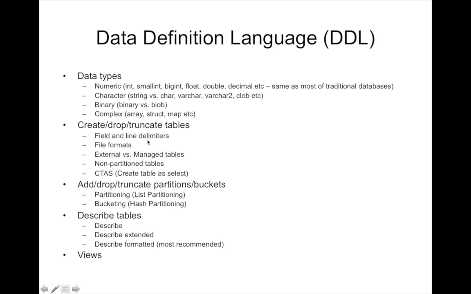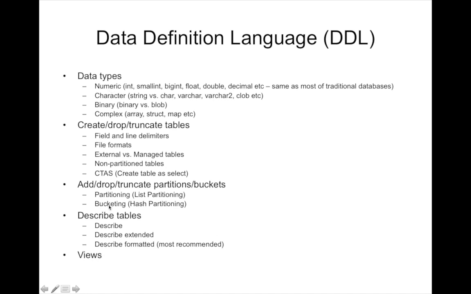Similarly, while creating the tables, we need to think about file and line delimiters. We have to think about file formats. We have to determine whether we want to create an external table or a managed table, the difference of which was explained in the last video. And we can create partition tables or non-partition tables. We can use CTAS to create a table out of a query, and then we can see the properties using the describe command, and we can also create a view.